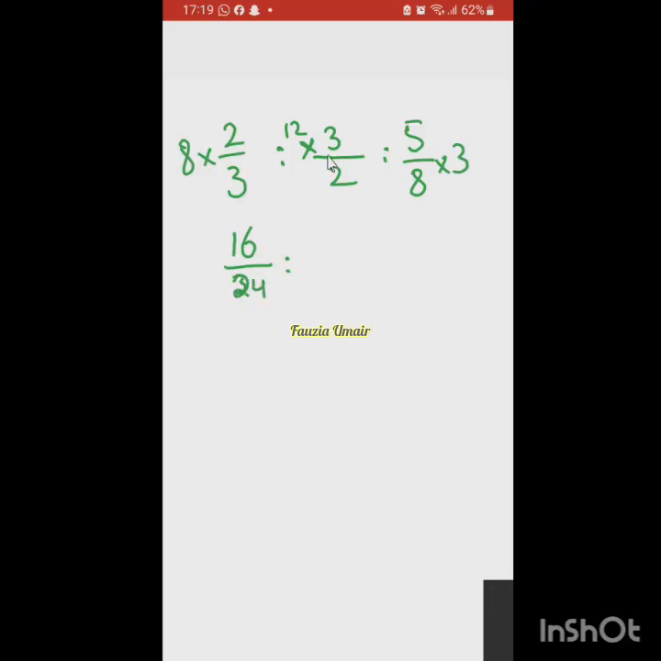What will this fraction be if you multiply it with 12? 12 threes are 36 by 24. And if you multiply this last fraction with 3, it will be 5 threes are 15 by 24. Now what to do? Cancel this 24, right? So the answer would be 16 ratio 36 ratio 15. Can I divide it with any number?